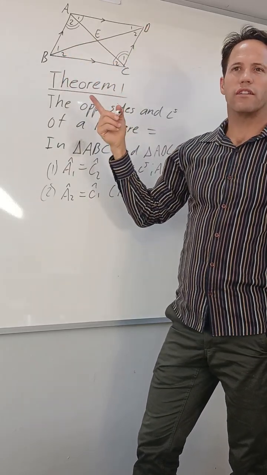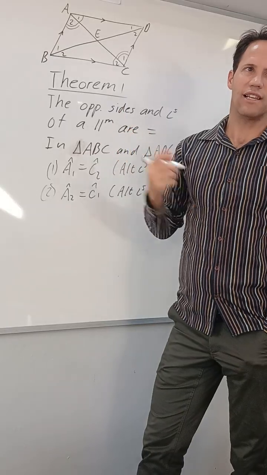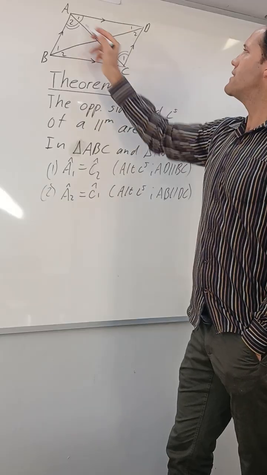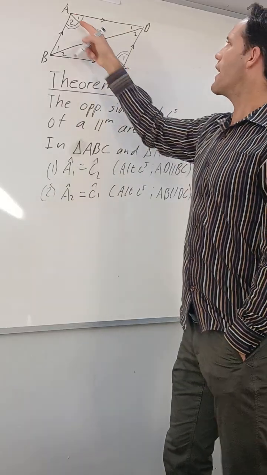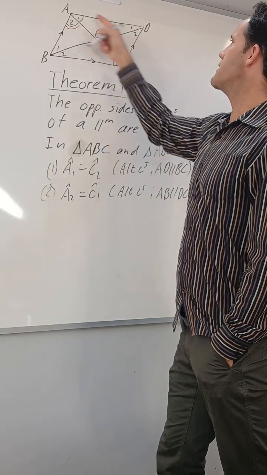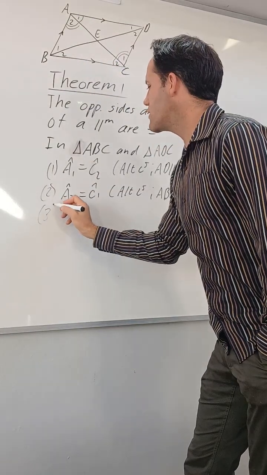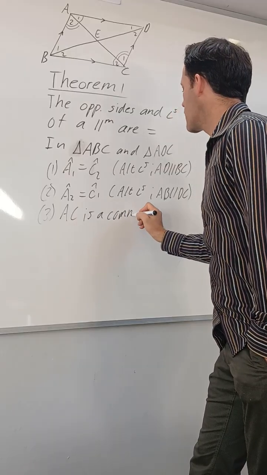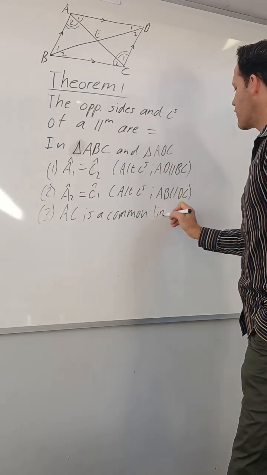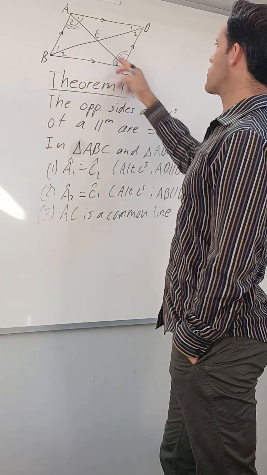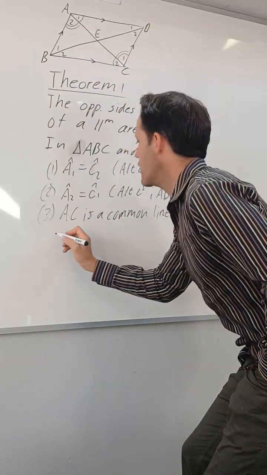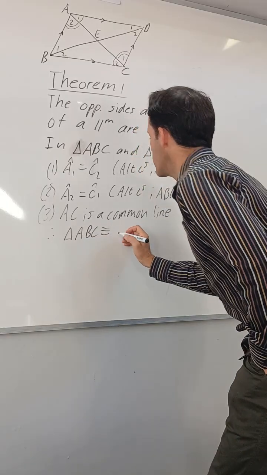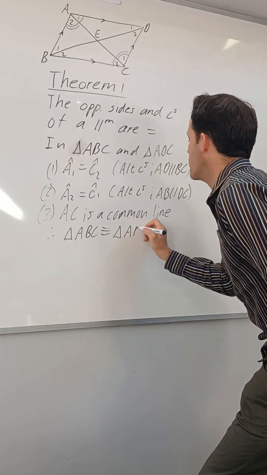And remember with congruency, you can't use three angles. You've got to use at least one side. So now we can say, but if you look at the triangle, AC is a common line. Okay, AC is in this triangle and AC is in that triangle. So our third reason is we can say AC is a common line. Okay, and that's enough. We proved congruency. We proved that this triangle is congruent to that one. So therefore we can say triangle ABC is congruent to triangle ADC.